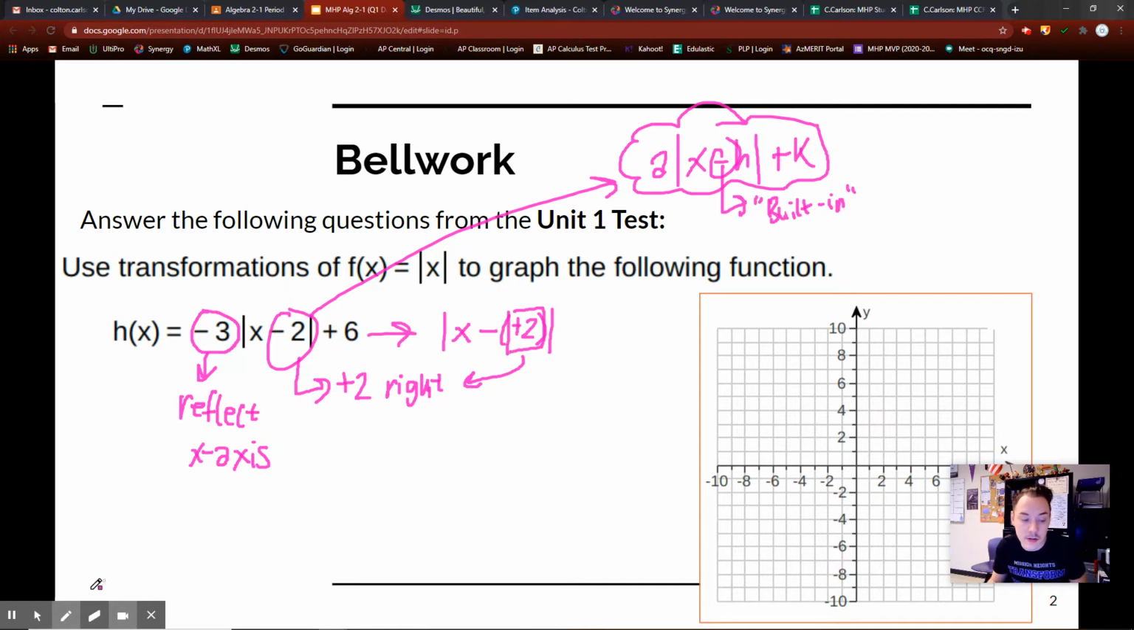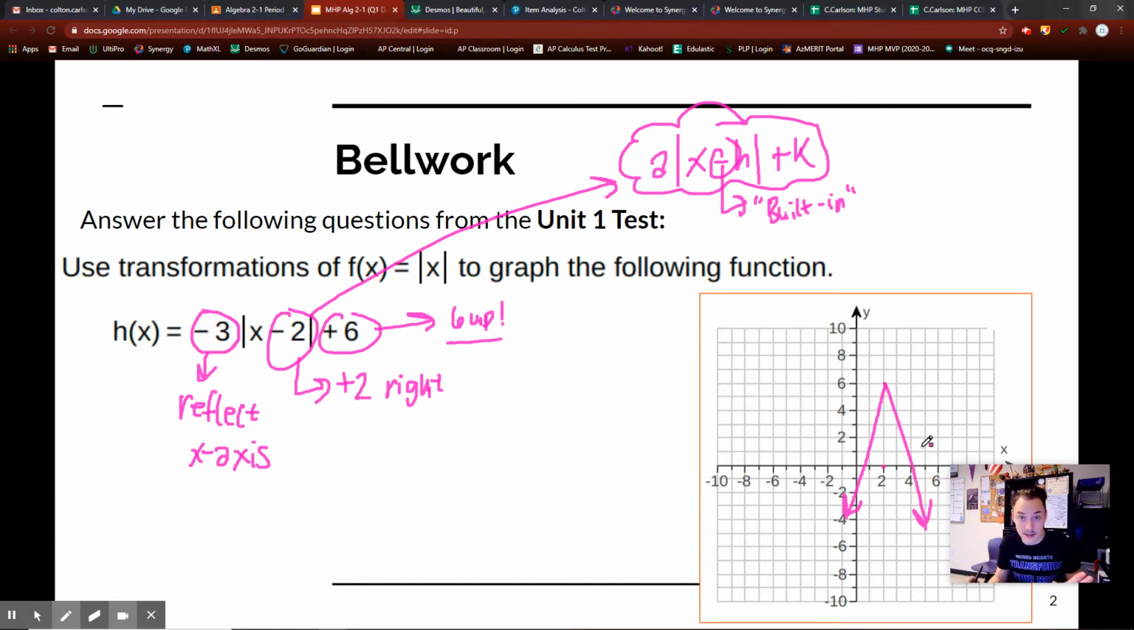Now, what does this 6 do? This 6 on the end moves it up. So it's kind of counter to what you may think. Okay, like this is kind of the opposite. If it's negative inside, it's going to move to the right. This, if it's positive, it's going to move up. If it's negative, it's going to move down. So this says 6 up. Okay, so now what will this look like? Well, we always start at the origin, so it reflects down. It moves to the right 2, and then it moves up 6. So it's going to look something like this.